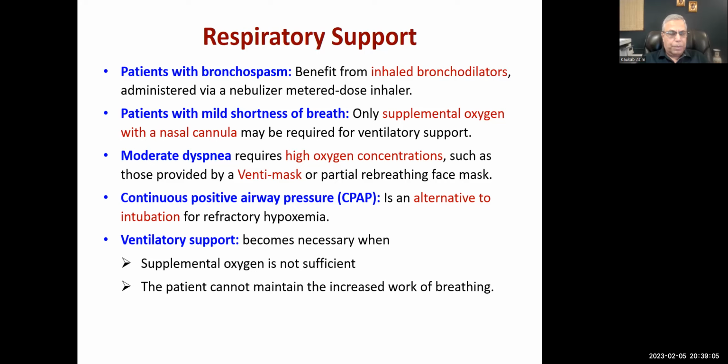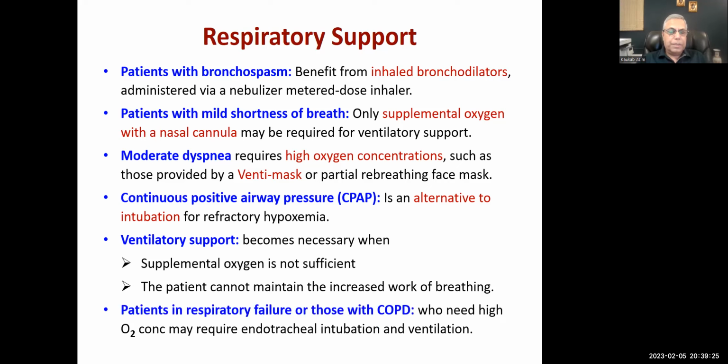You paralyze the patient's muscles, you give a neuromuscular blocking drug, and you give oxygen, and the ventilator is working for the patient, and the patient has to be in prone position. So those are for the respiratory therapists, okay? Patients in respiratory failure or those with COPD who need high O2 concentration may require endotracheal intubation and ventilation. So again, ventilatory support, these patients also fall under the same category.